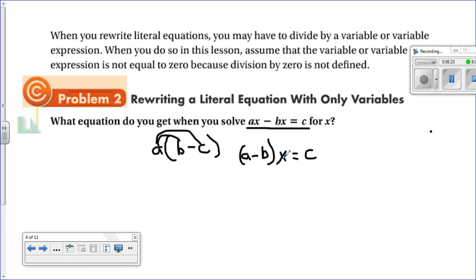And then if you wanted to get x all by itself, how do you get x all by itself? You divide by a minus b. And if you divide by a minus b, do it to this side as well. And you are now left with x equals c over a minus b.